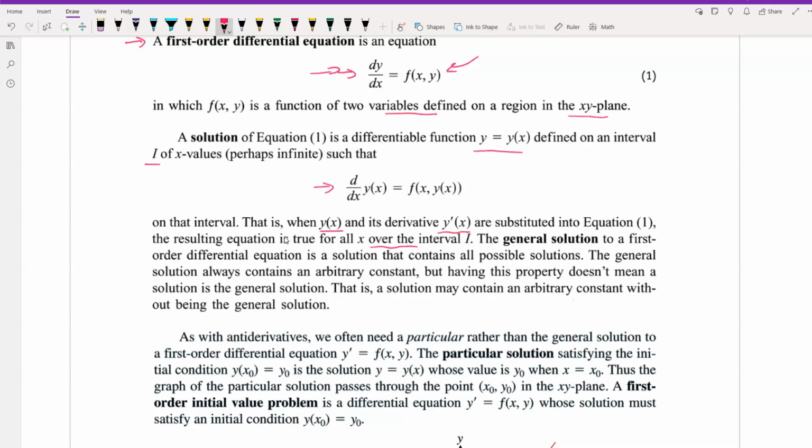The general solution to a first order differential equation is a solution that contains all possible solutions. The general solution always contains an arbitrary constant. So here we have a constant, but having this property does not mean the solution is the general solution. A solution may contain an arbitrary constant without being the general solution.